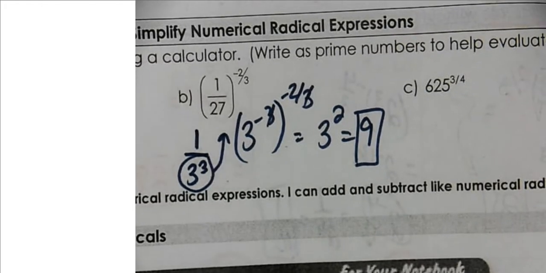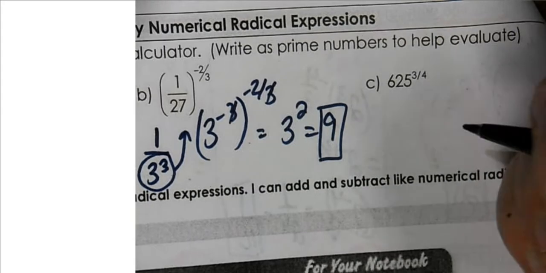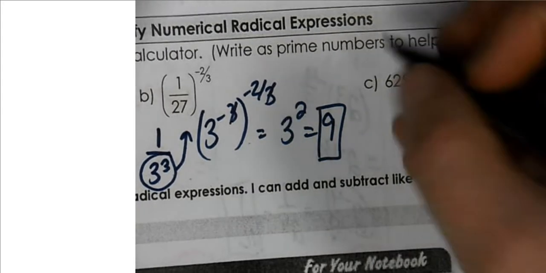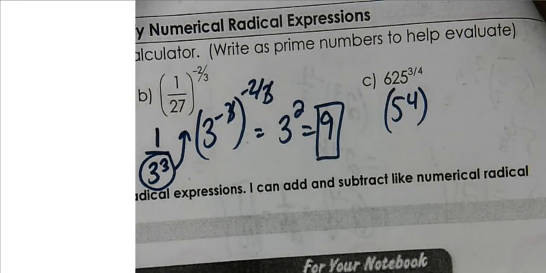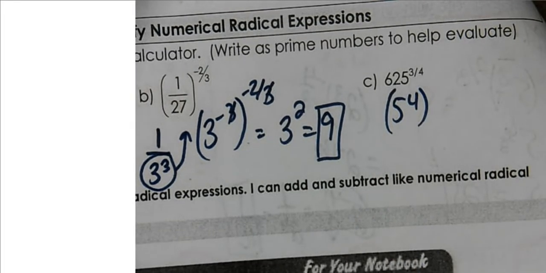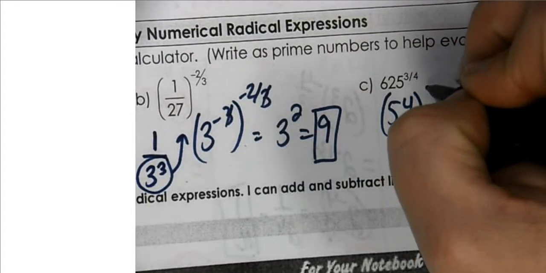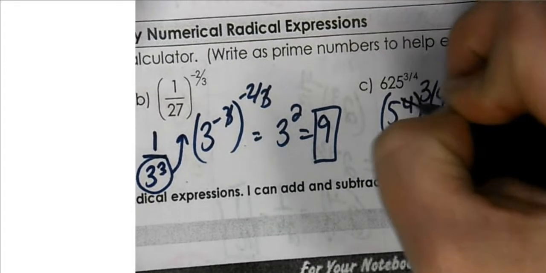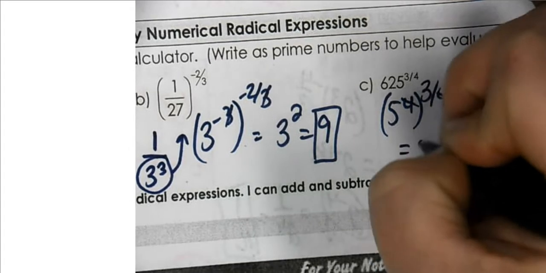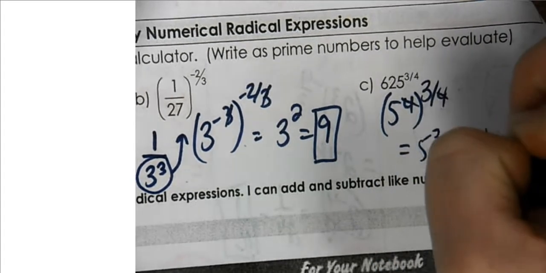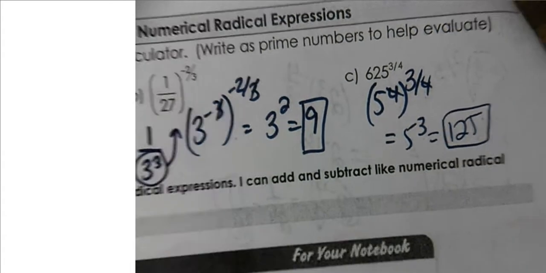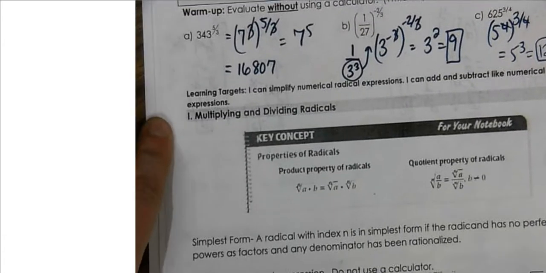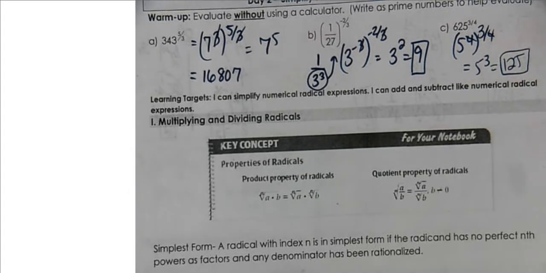And finally, 625. If you worked with 25, that's perfectly fine. But I'm going to work with 5 to the 4th power because the smaller base tends to be the easier base to work with. So I have 5 to the 4th raised to the 3/4. The 4's are going to cancel away, leaving me with 5 to the 3rd power, and that is 125. So hopefully you found this warm-up to be relatively easy, but if you struggled with it, please make sure that you contact me as soon as possible.